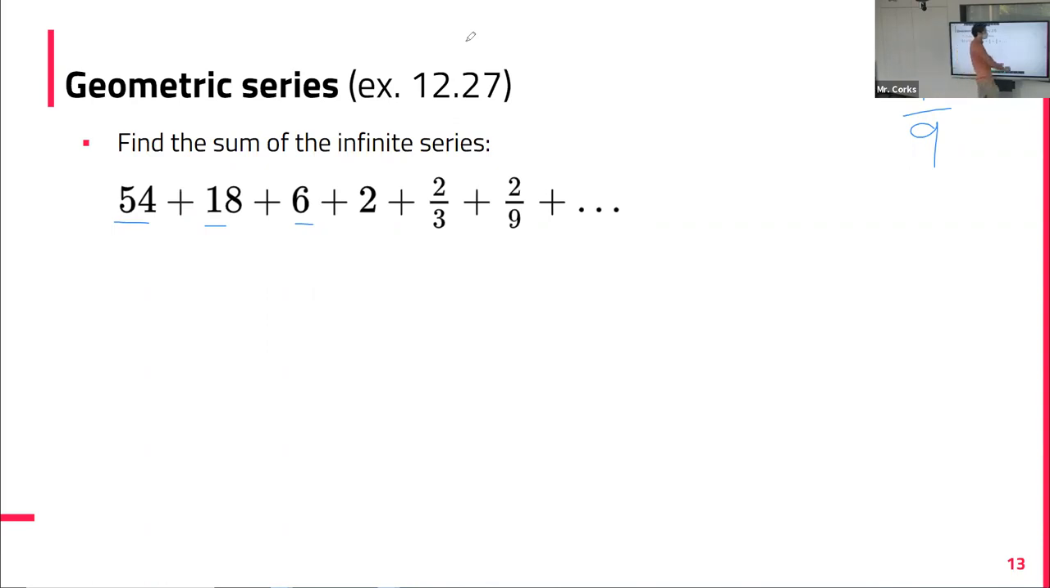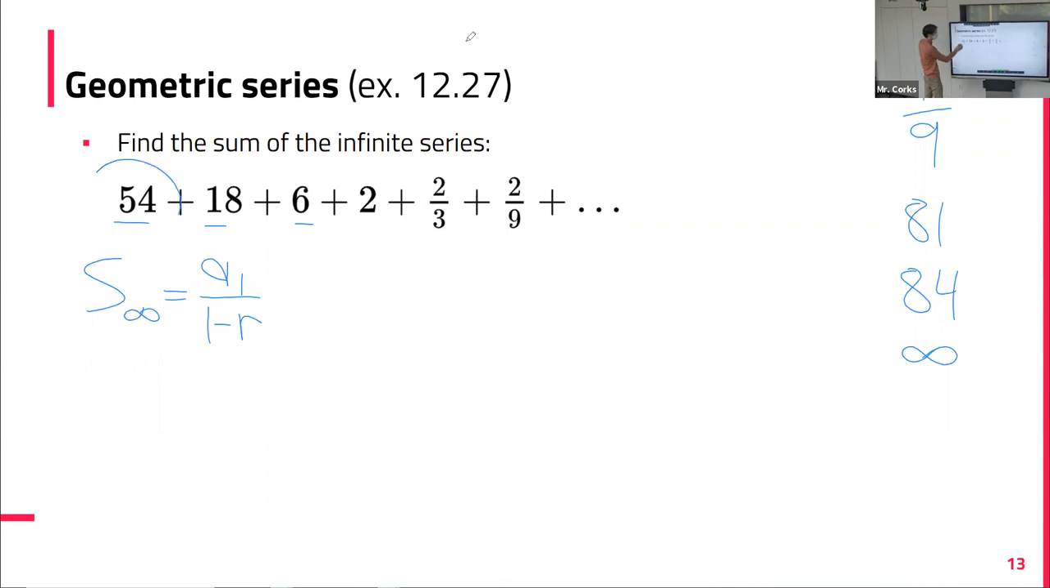All right, I think 81. Anyone else have a different answer? 84. I heard infinity. All right. If we're going to use that infinite sum formula, a1 over 1 minus r, we need a1. Well, 54, that's very easy. We need our r value. What is r?